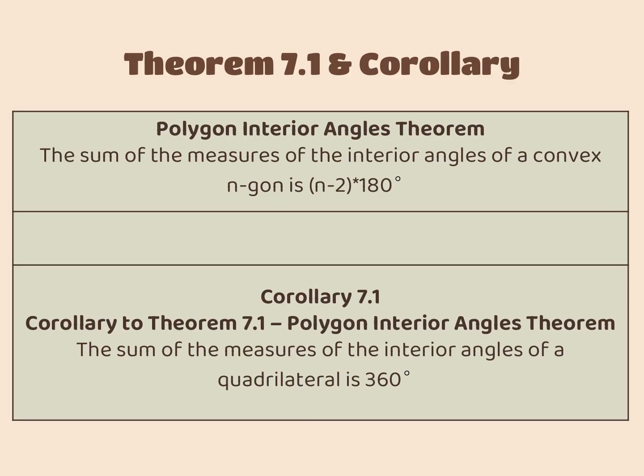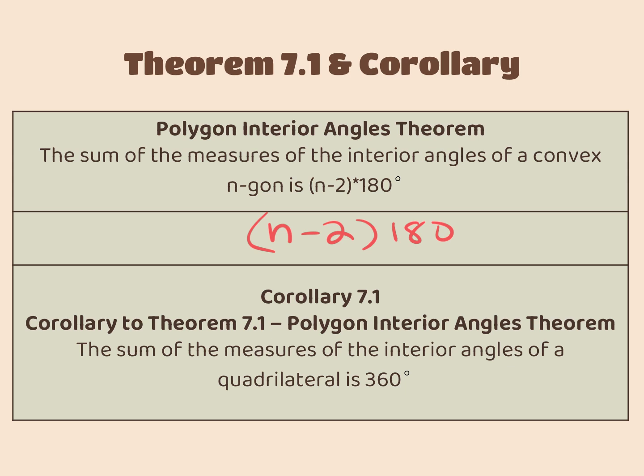Okay, so you're going to memorize n minus 2 times 180, and on the next slide, it's actually presented as a theorem. The polygon interior angles theorem just states that the sum of the measures of the interior angles of a convex polygon is going to be n minus 2 times 180. This gives you the sum. And a corollary to that theorem states that the sum of the measures of the interior angles of a quadrilateral is 360. So really, it's just using that formula and plugging in a 4 for your n.